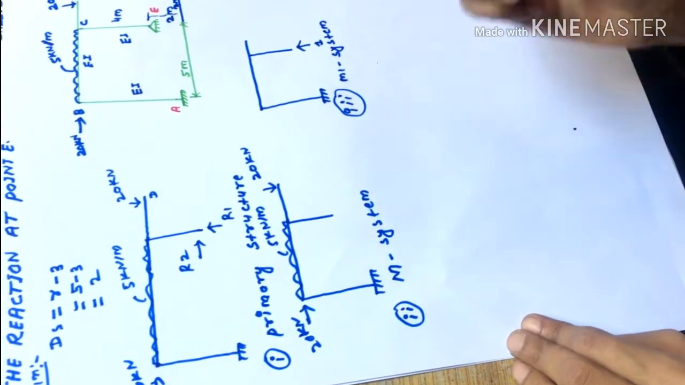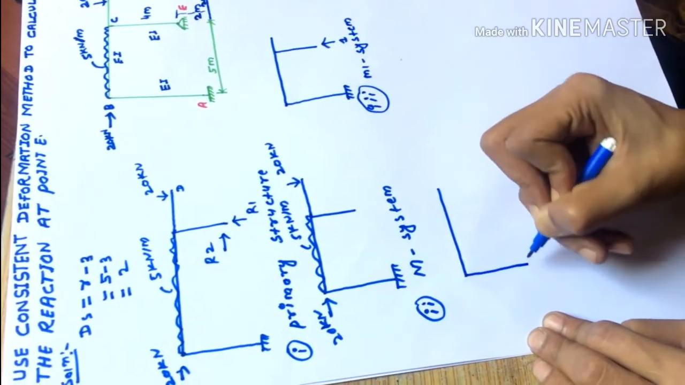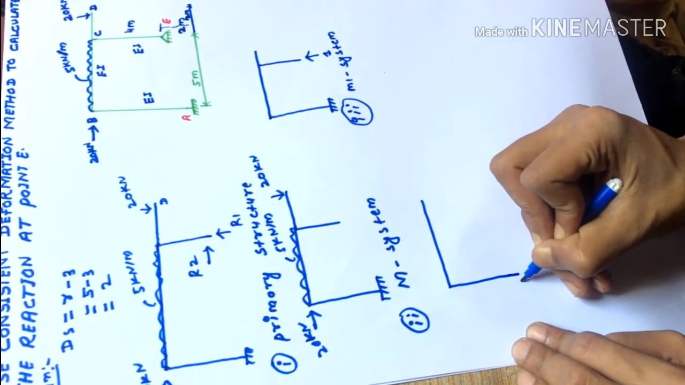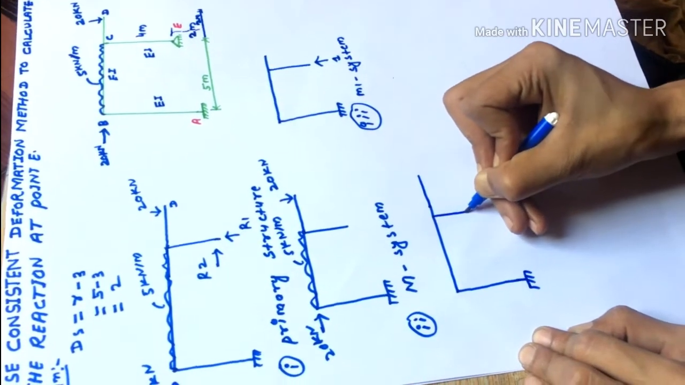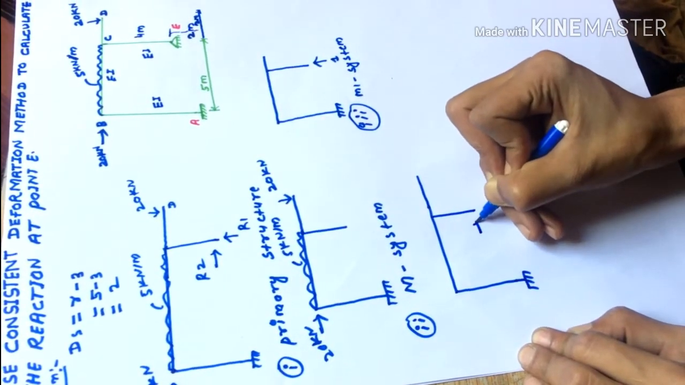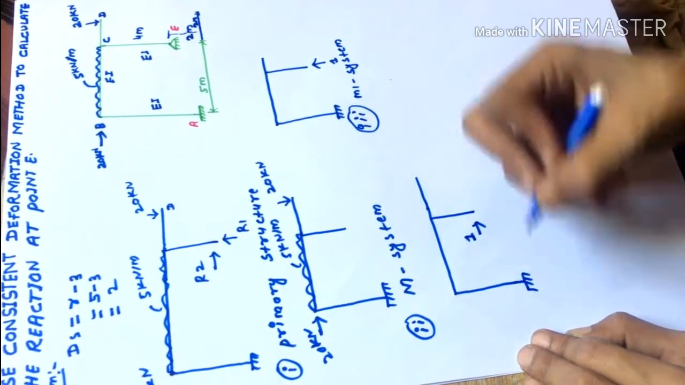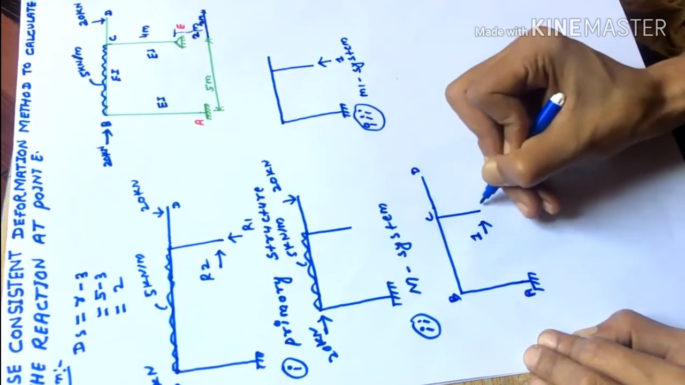Next, we have to put unit forces in the direction of R2 also. This is the basic concept of the force method. So let us put unit forces in the direction of R2, that is 1. Let us name these points A, B, C, D, E.